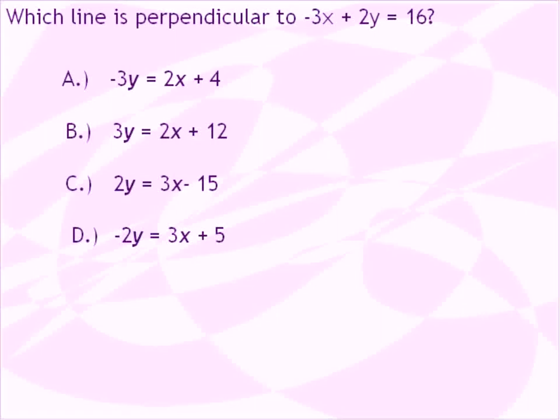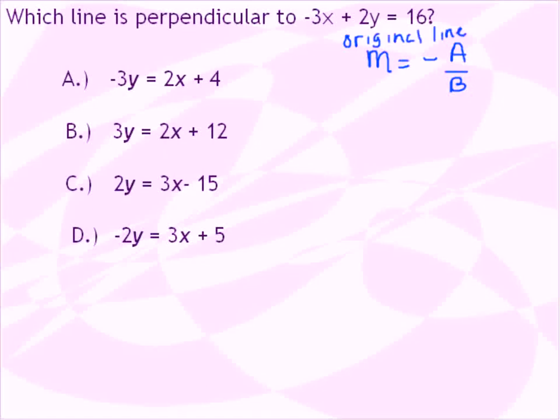Which line is perpendicular to -3x plus 2y equal to 16? The reason I chose this problem is because it is a little tricky how they wrote it. So you want to be careful here, but I can give you some hints. Look at your slope for this line, -3x plus 2y equal to 16. Remember we said when it's in standard form, the slope is equal to -a over b. So let's first figure that out for our original line.